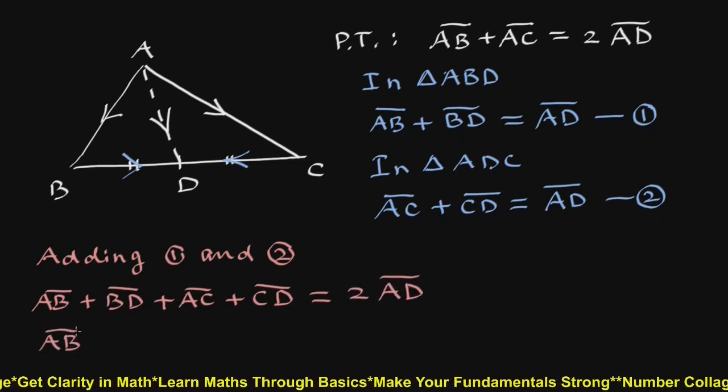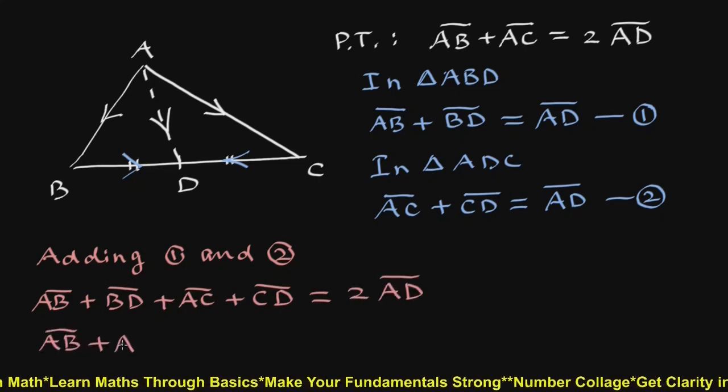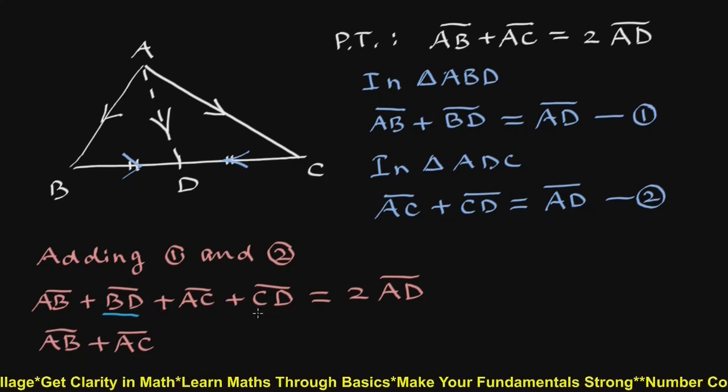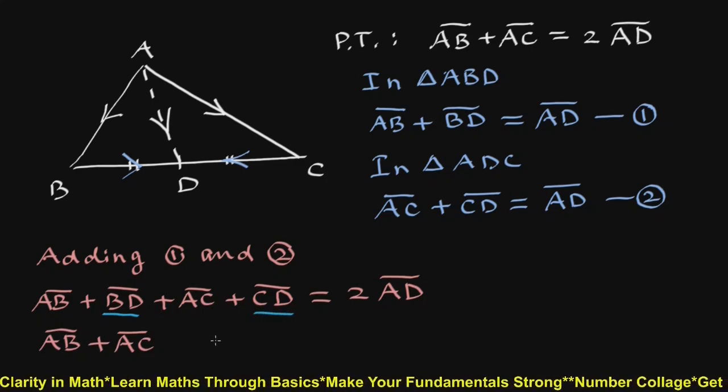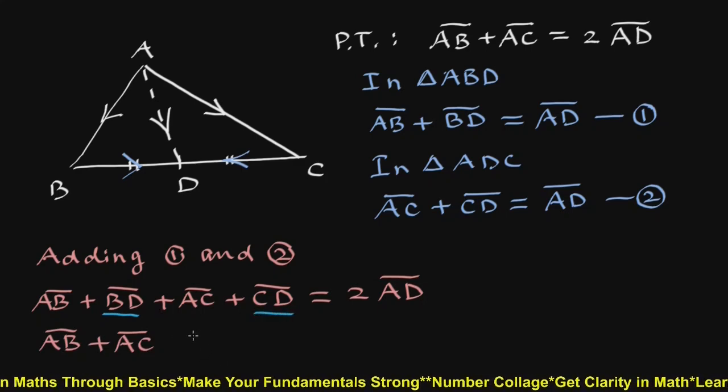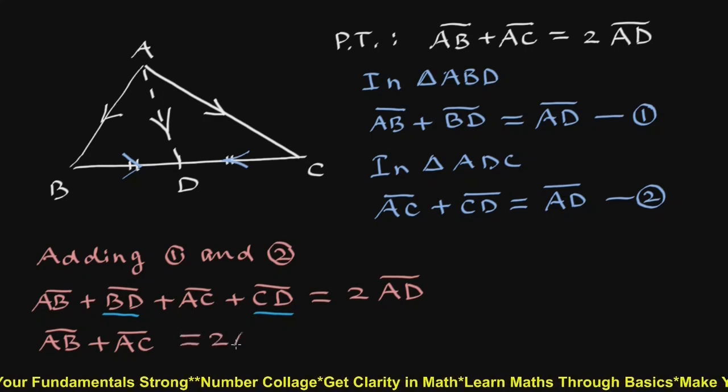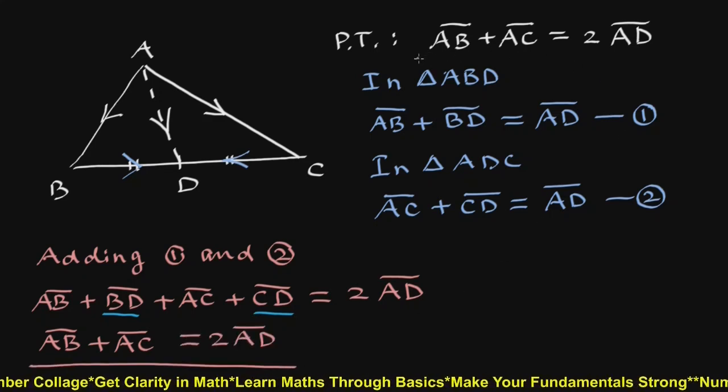That will be AB bar plus AC bar, and this BD bar and CD bar are negative vectors of each other. Their sum will be 0, which equals 2AD bar. This is what we have to prove.